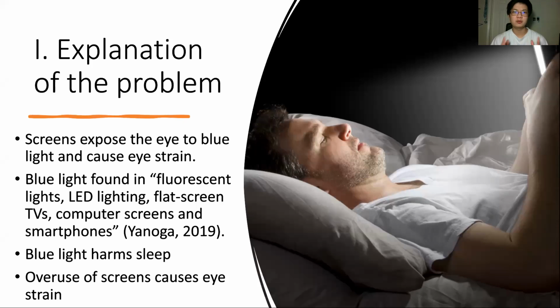Let me first talk about blue light exposure, and I apologize, I'll be flip-flopping a little bit in between the two subjects. Blue light is found in natural sources like sunlight, but also in artificial ones like fluorescent lights, LED lighting, flat screen TVs, computer screens, and smartphones, Yanoga 2019. What blue light basically does is that it harms your sleep. I'll get into a little bit more detail on this later.